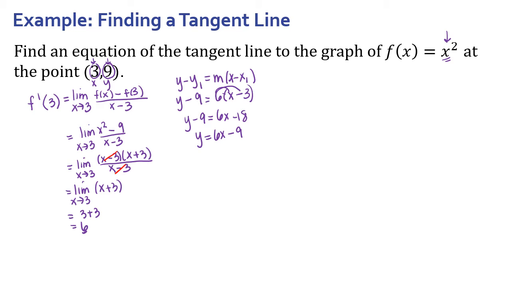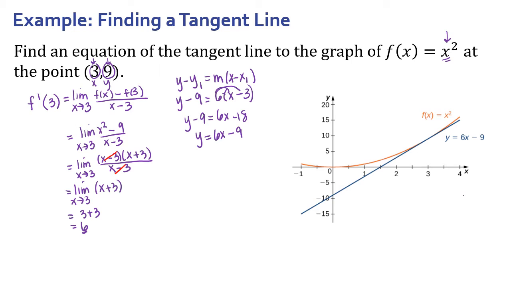Let's confirm this by looking at it graphically. Here's the graph in orange of f of x equals x squared, and here is the line y equals 6x minus 9. You can see right here at 3, it looks like that is definitely the tangent line through that point.